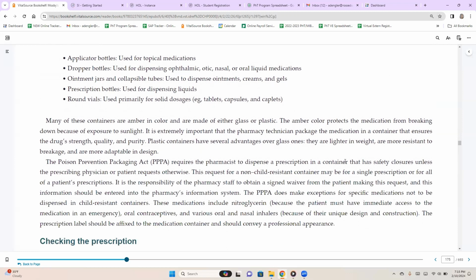Most of them are amber in color and are made of either glass or plastic. The amber color protects the medication from breaking down because of exposure to sunlight. It is extremely important that the pharmacy technician package the medication in a container that ensures the drug's strength, quality, and purity.